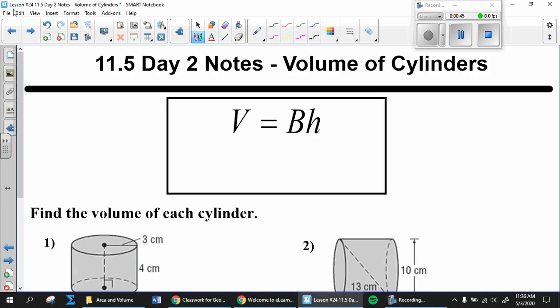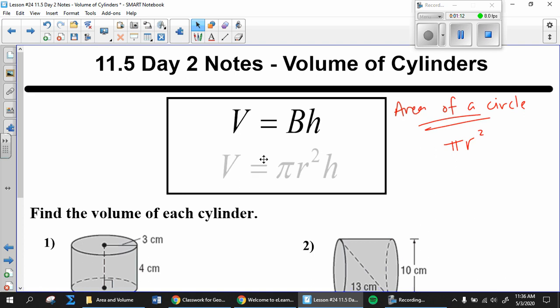All right, so like I said, today we're going to talk about volume of cylinders. Remember, the only difference between a cylinder and a prism is that a cylinder has a circular base. So instead of saying area of the base, we know the area of a circle is simply pi r squared. So we can simply say pi r squared times the height of the cylinder.